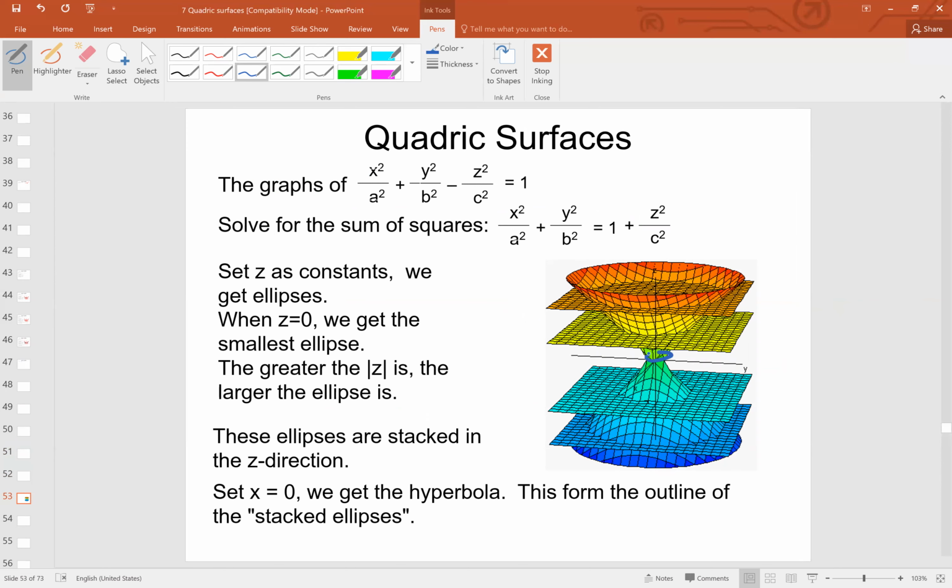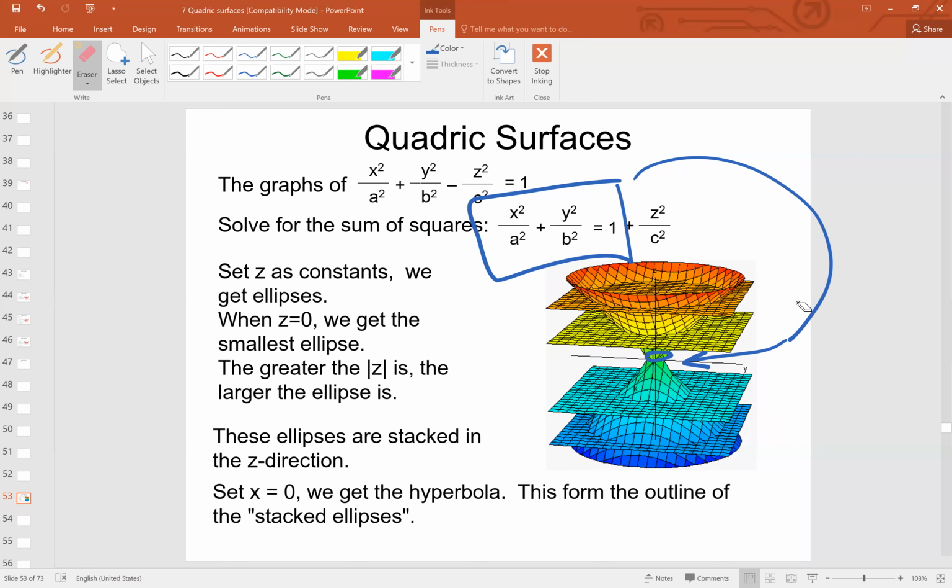This is the circle at z equal to 0. These equations don't have this circle. Here they are actually elliptical.